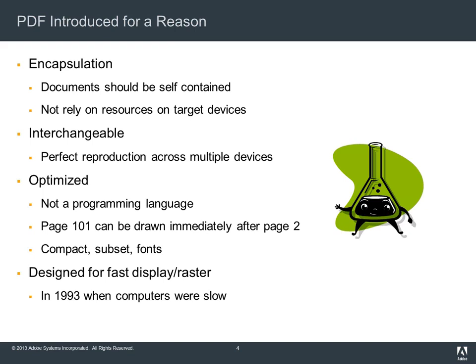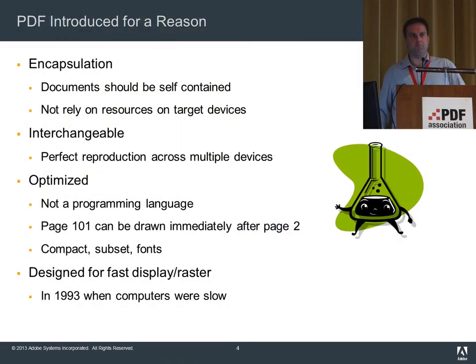PDF was introduced for a reason. There was a reason why PostScript wasn't meeting the needs of portability at that point, and some of that was self-containment of documents, as well as not relying on what was on the target device. Part of it was just having this perfect reproduction across multiple devices. What you see on one device is what you see on another. It was optimized away from PostScript, so it wasn't a full programming language anymore. It was structured, so it has an object structure instead of this stream of pages. And it did some things to optimize performance. It was designed before 1993, but released in the 1993 market when computers were very slow. And so the world has changed.